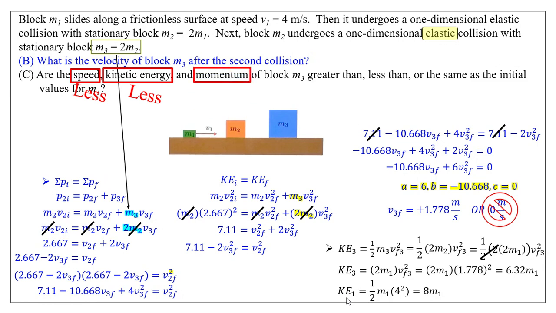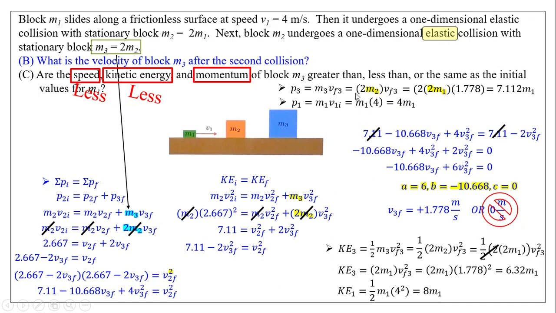Let's move on to momentum. To do momentum, all you have to do is set up the statement. Momentum 3 is equal to M3 times VF3. Similarly, M3 can be substituted out for 2M2, and M2 can be substituted out for 2M1. And we already know VF3 is 1.778. So 2 times 2 is 4, and 4 times 1.778 gives you 7.112. And M1, once again, I don't know what it is, so I'll keep it as M1.